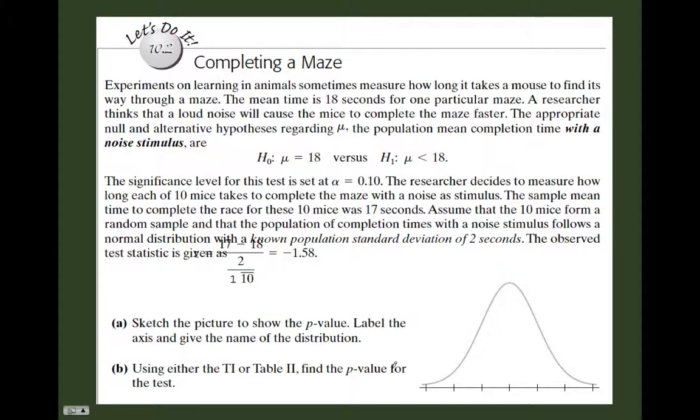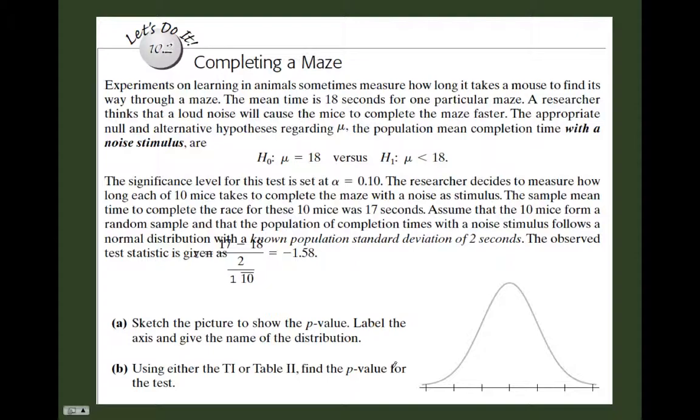So experiments on learning in animals sometimes measure how long it takes a mouse to find its way through a maze. The mean time is 18 seconds for one particular maze. That's going to be the population, or the assumed population mean. A researcher thinks that a loud noise will cause the mice to complete the maze faster.